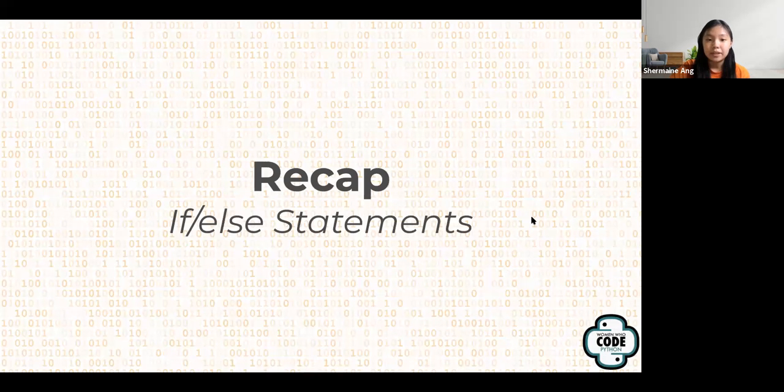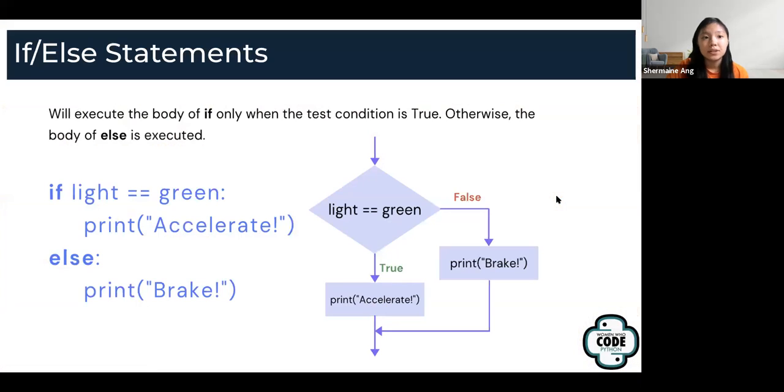Next, we will recap if-else statements. An if-else statement will execute the body of if only when the test condition is true. Otherwise, the body of else is executed. For example, if light equals green, then print accelerate, else print break. So if the light is green and it's true, then it will print accelerate. If this is false, then it will go into the else statement body and print break.